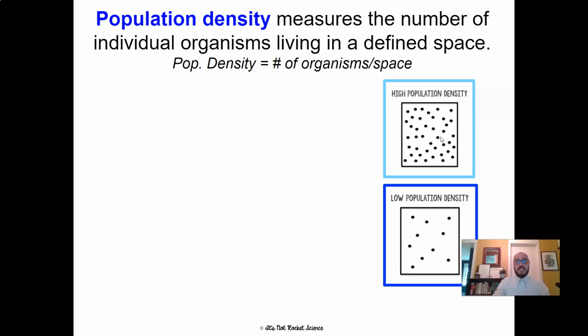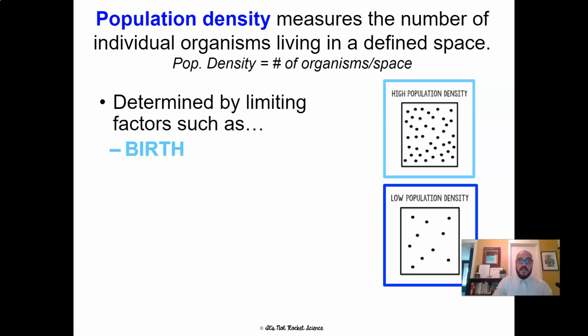So population density is another measure of populations that we can use. So in a highly dense place like a city, you can see this thing over here where this would be a high population density. There are a lot of organisms per area. So that's how we calculate it, the number of organisms divided by the area.